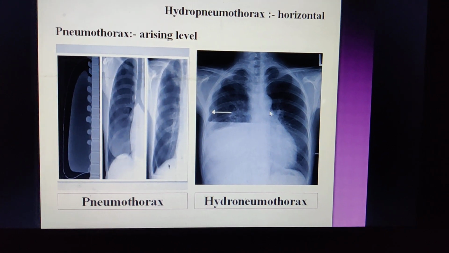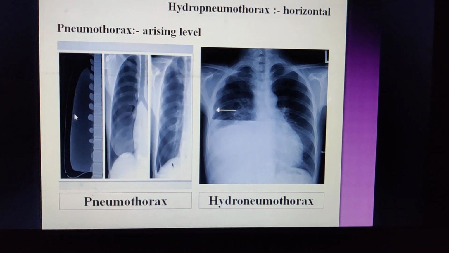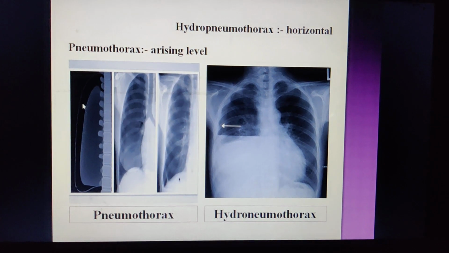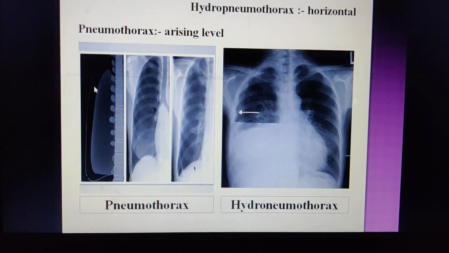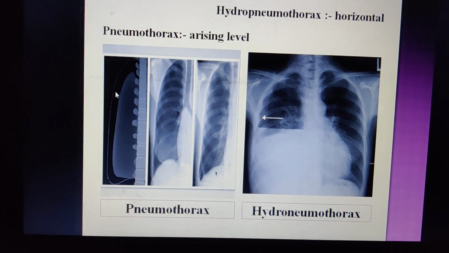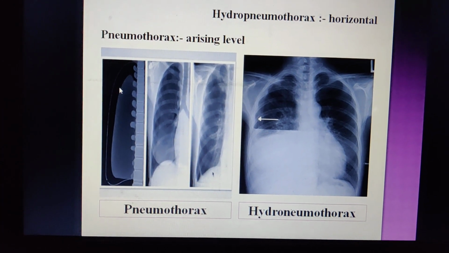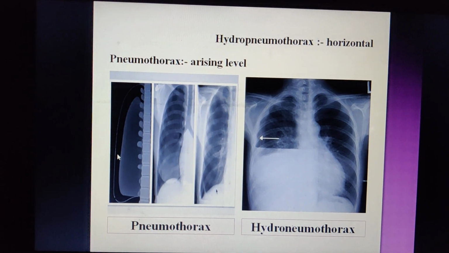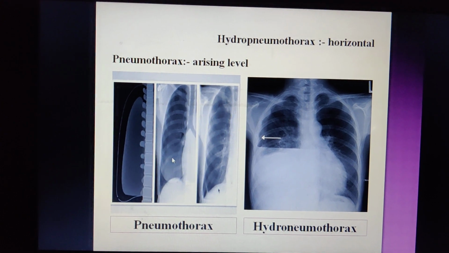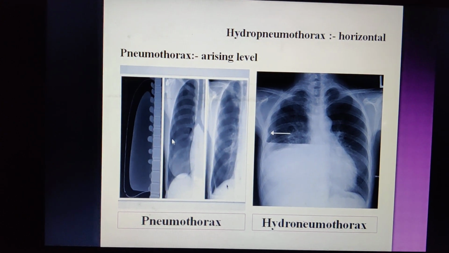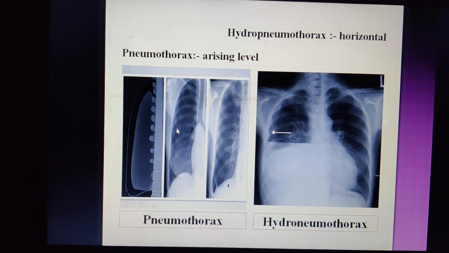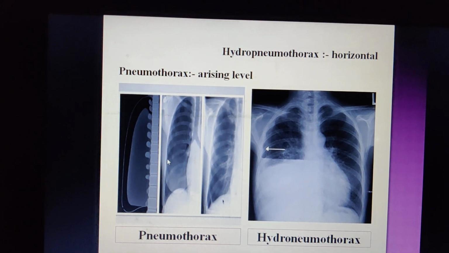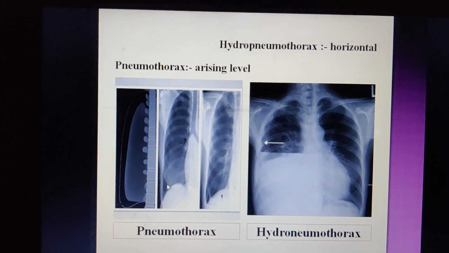Pneumothorax and hydropneumothorax. In pneumothorax, as we can easily see in this, there are two pleura, and between the two pleura there is a space, the pleural space, and if air is present in between the pleura, it is known as pneumothorax, and it will appear like this. We can easily say this is darker than the rest of the lungs. This indicates the presence of pneumothorax.